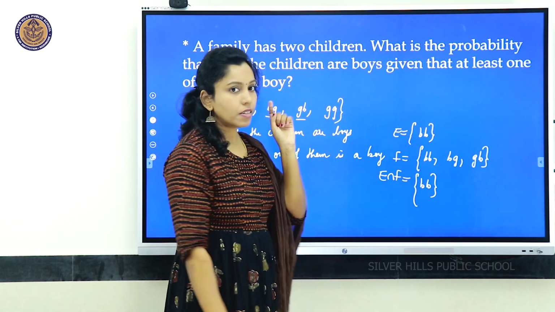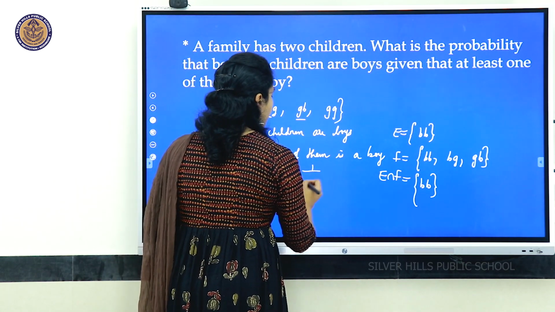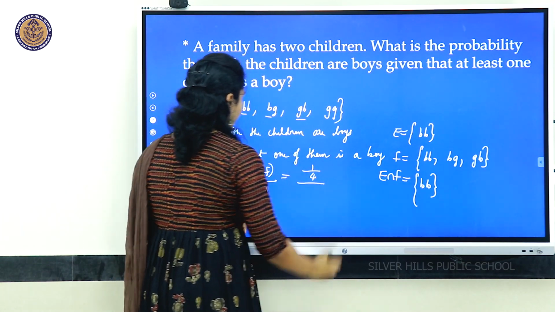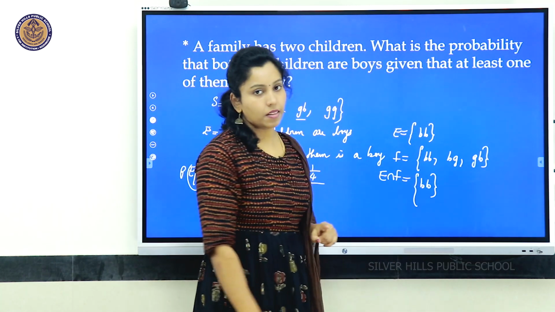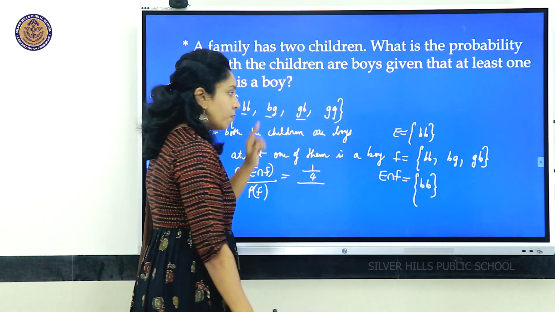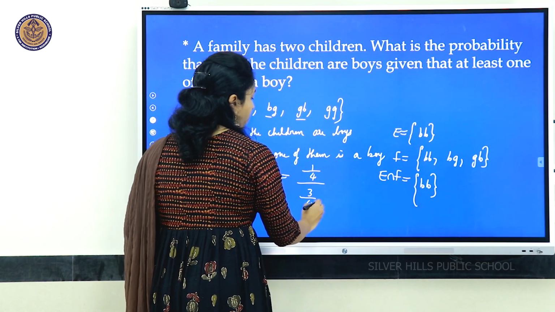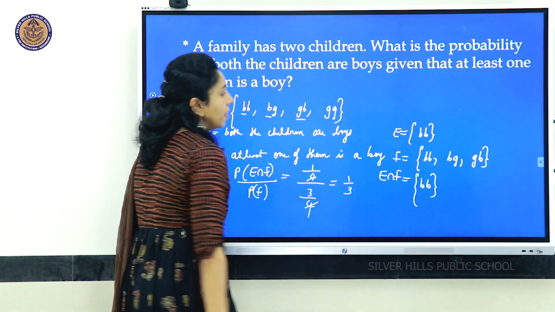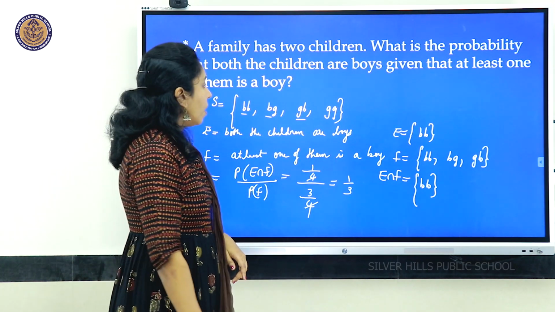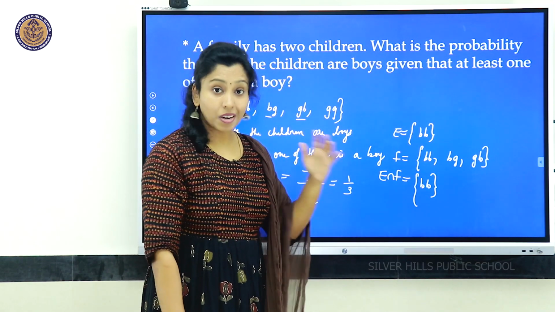So, what will be P of E intersection F? Total outcomes, it is 4 actually. So, 1 divided by 4, divided by, what is probability of F? 3 members are there out of this 4. So, 3 divided by 4. 4 and 4 get cancelled and your answer is 1 by 3. You can use a formula. Without using the formula also you will get the answer.